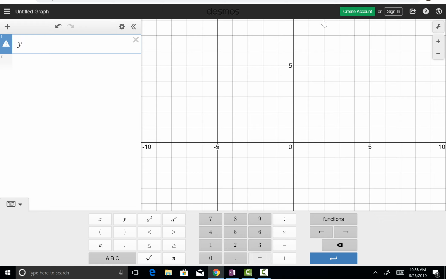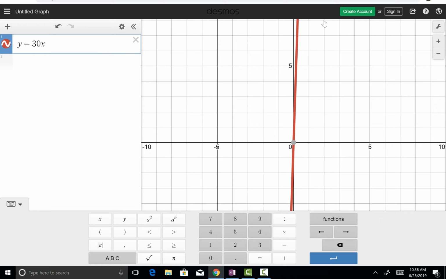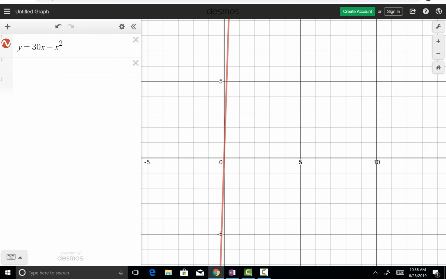There we go. Y equals, I think it was, 30x minus x squared. So there's what we have. And in this situation, you can't really see much, right? So you need to change your viewing rectangle. This again comes into the idea that I can't really see what's going on here, so we're going to change the domain and the range so that it fits the situation, right?